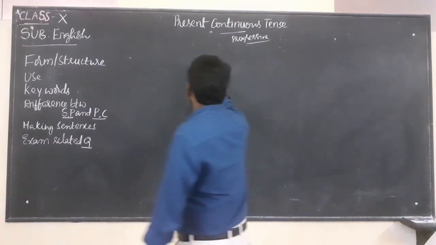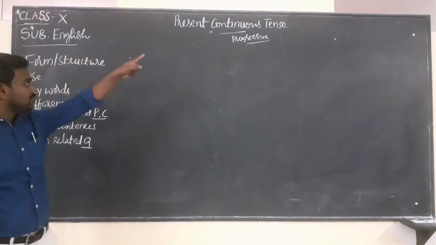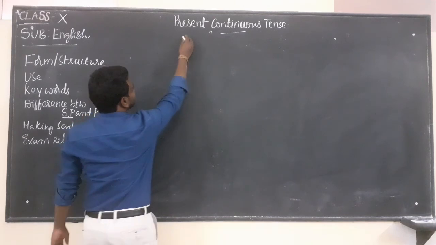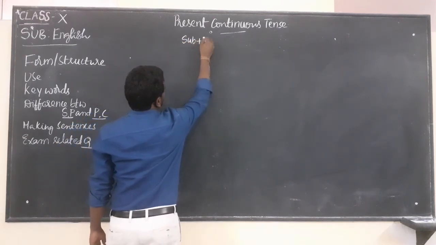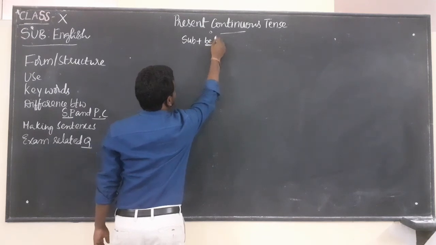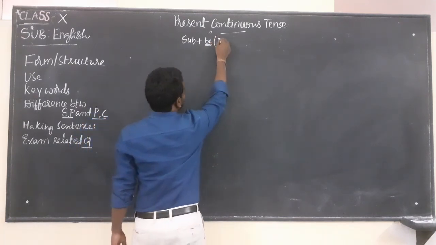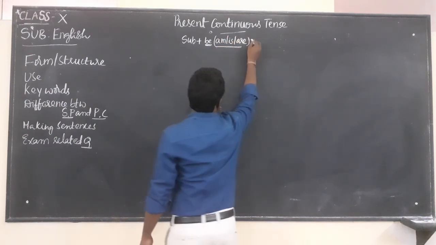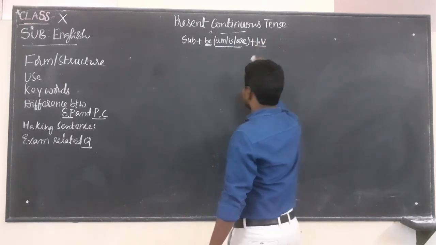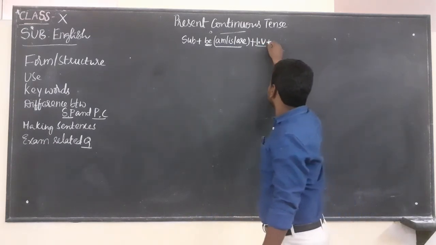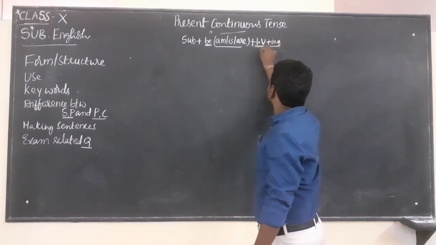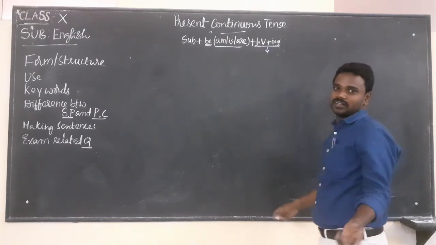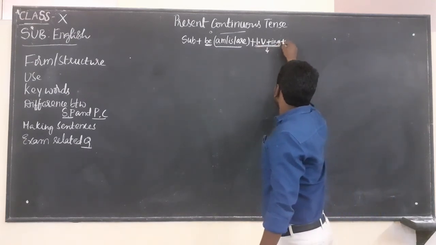Now let us look at the form of present continuous tense first. The form is: subject plus B forms. In present continuous, we use three B forms: am, is, are. So B form plus the first form of a verb plus ing form. We can also call it the present participle, and sometimes V4. Then plus object.